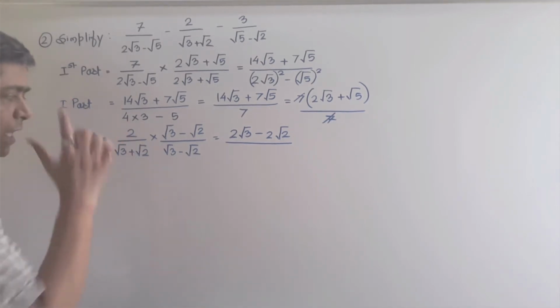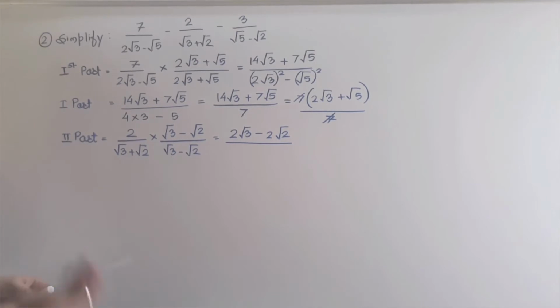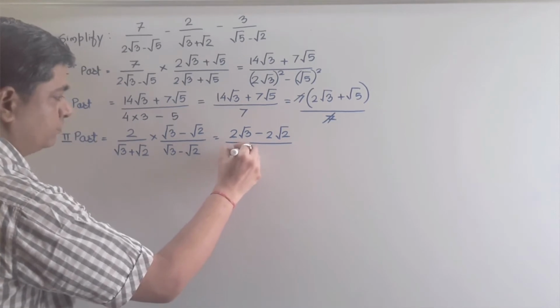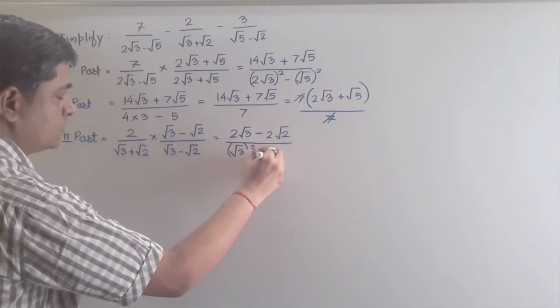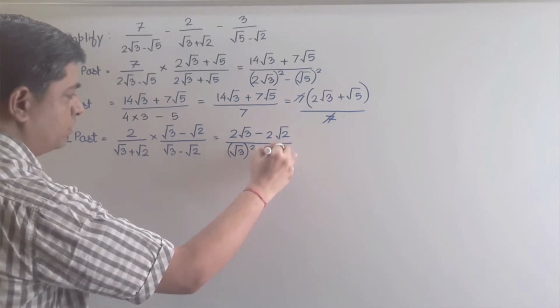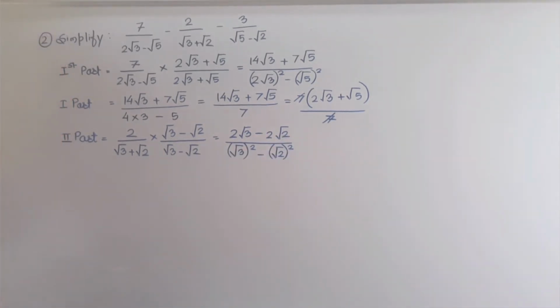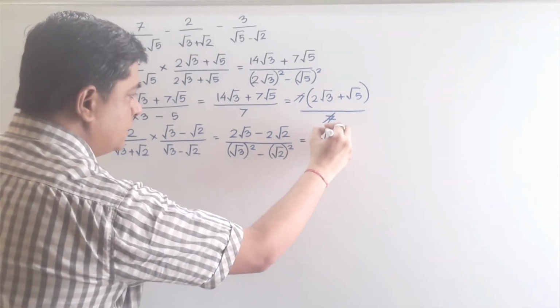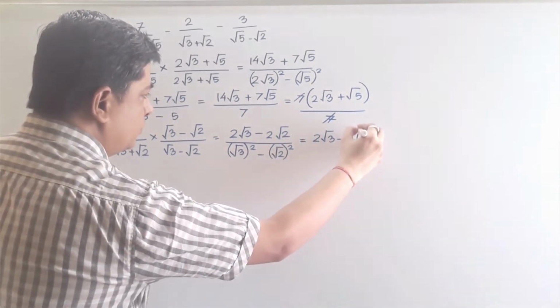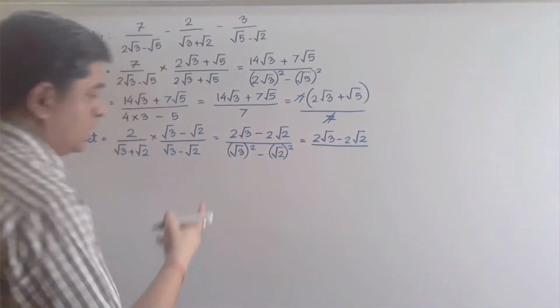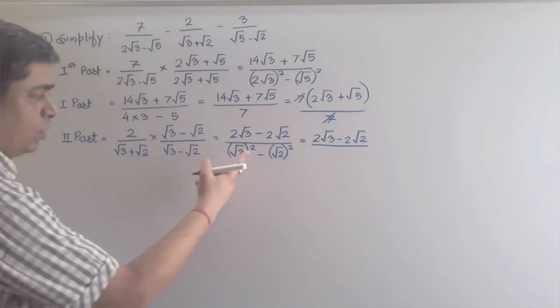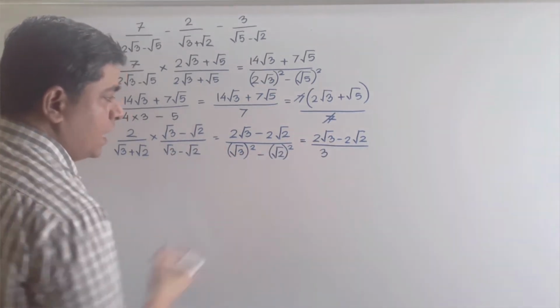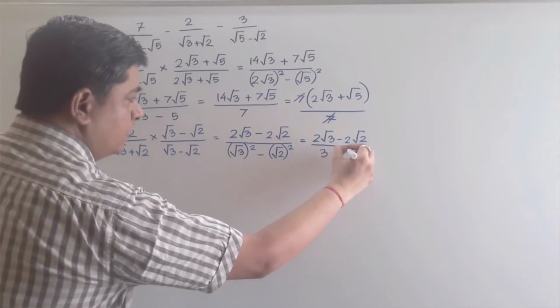In the denominator, I will apply the formula of a plus b into a minus b, that is a square minus b square. So remember, square of first term minus square of second term. That will be the shorter way to find out the value of a square minus b square. Square of first term minus the square of second term. And one thing you observe here, the square of root of 3 will become 3, and the square of root of 2 will become 2. Why?